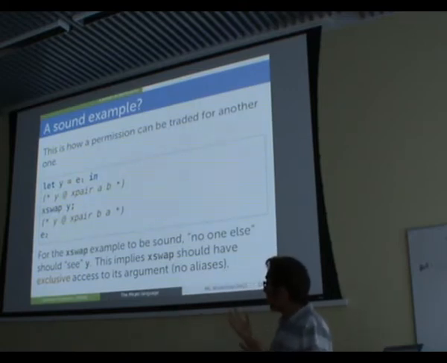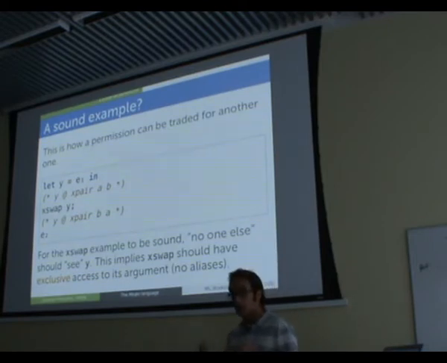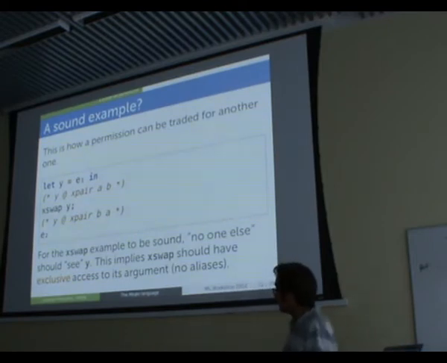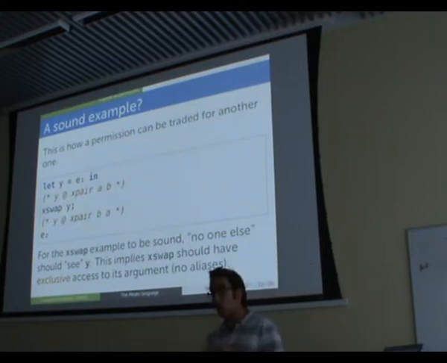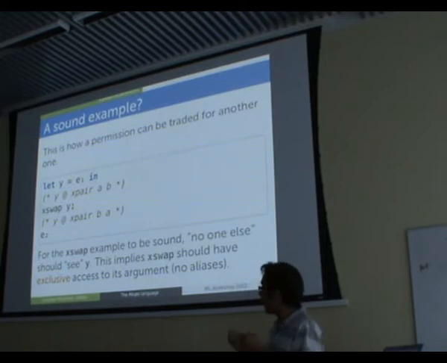And now we see that permissions are not exactly like types. They can change. And if we want that snippet to be sound, we must make sure that only one person can access y. Otherwise, we would break someone else's assumptions.